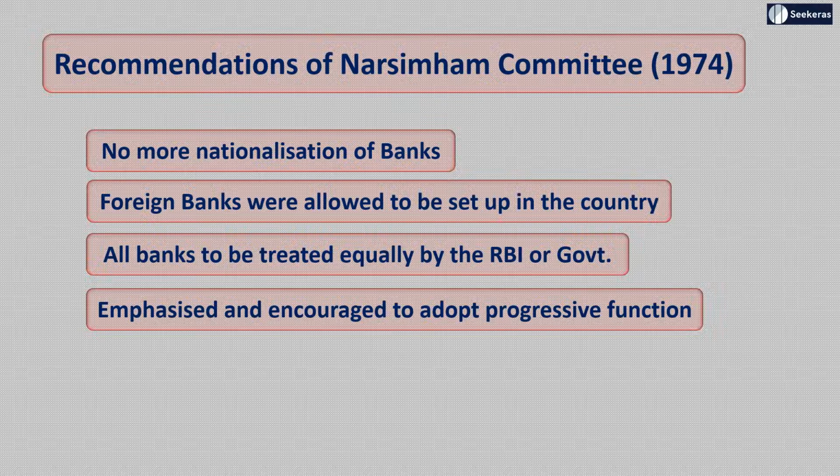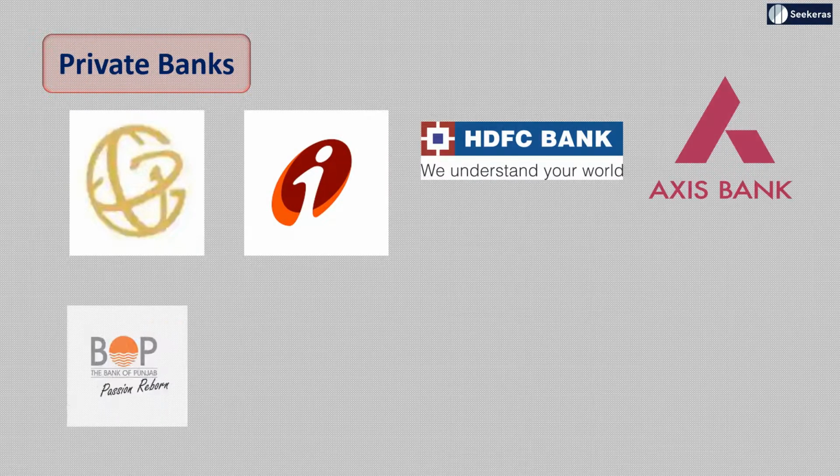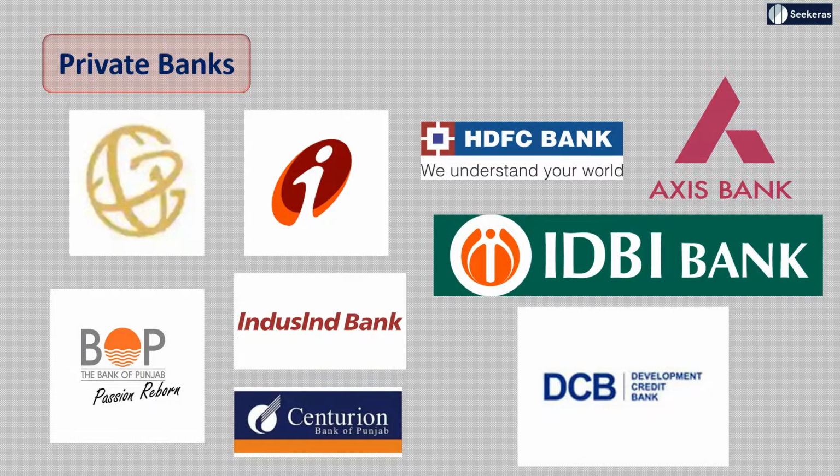Now, foreign banks and Indian banks were permitted to set up joint ventures in these and other newer forms of financial services. 10 private players got a license from the RBI to enter the banking sector. These were Global Trust Bank, ICICI Bank, HDFC Bank, Axis Bank, Bank of Punjab, IndusInd Bank, Centurion Bank, IDBI Bank, Times Bank, and Development Credit Bank. The Government of India accepted all the major recommendations of the committee.